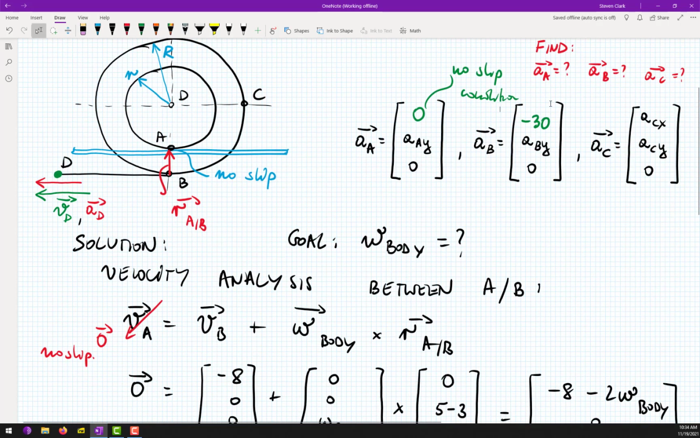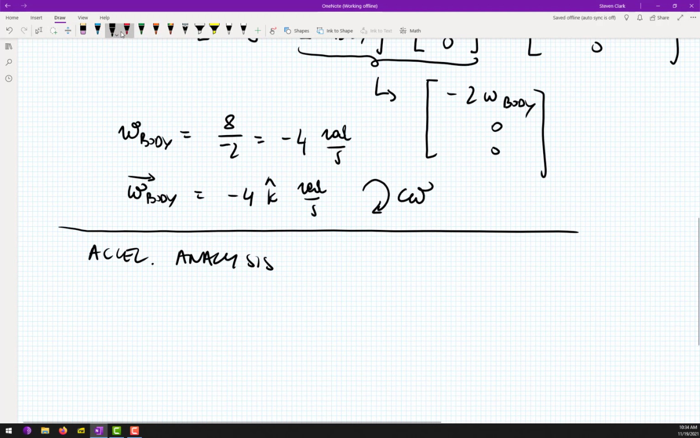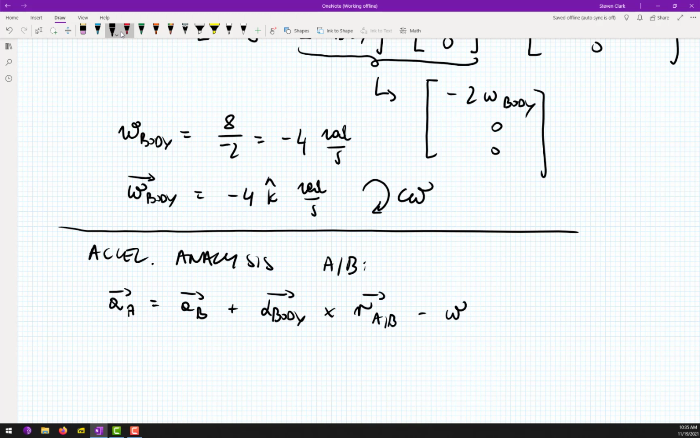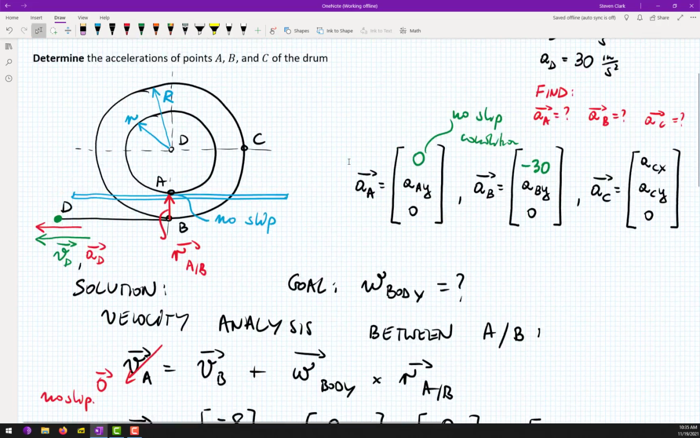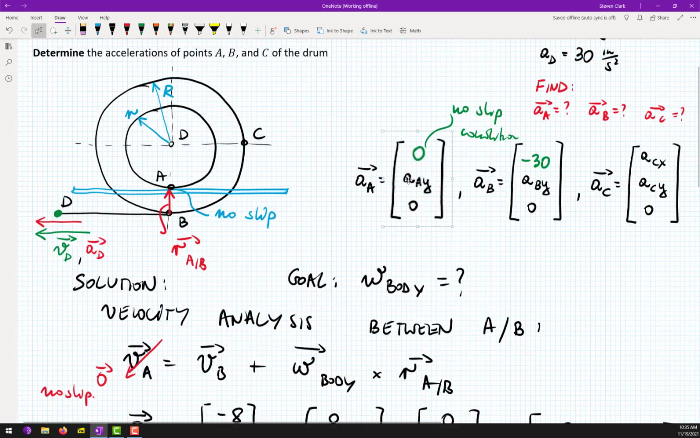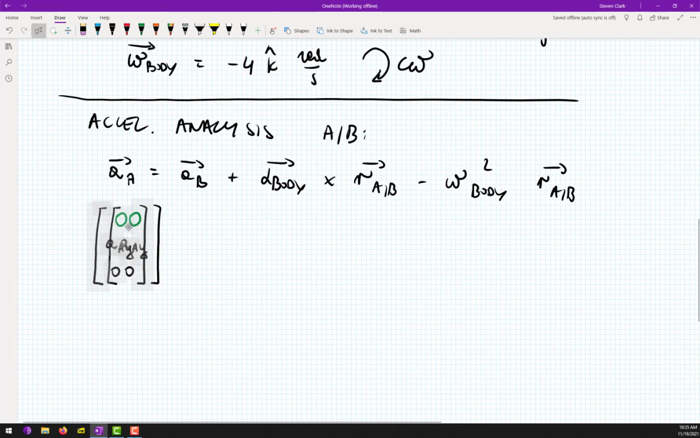Okay, let's do acceleration analysis between A and B. So we can write AA is equal to AB plus alpha body times RAB minus omega body squared RAB. Okay, so AA was what? It was this vector. And this is equal to this vector you told me.